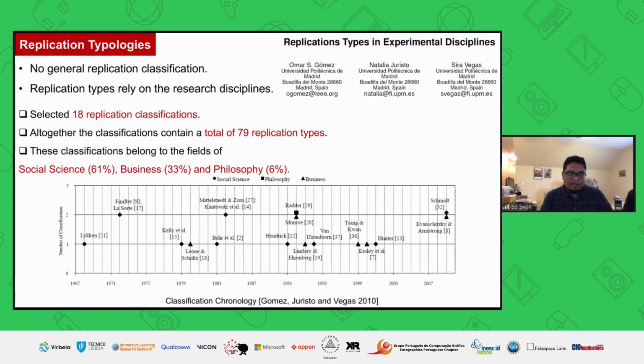They provided a classification chronology, and if you look at it, social science is the oldest one. The first one was provided around 1968, so those are very old replication classifications. For this tutorial, I consider the most often cited classifications, which are Lykken's and Hendrick's. These two classifications are used in many papers.